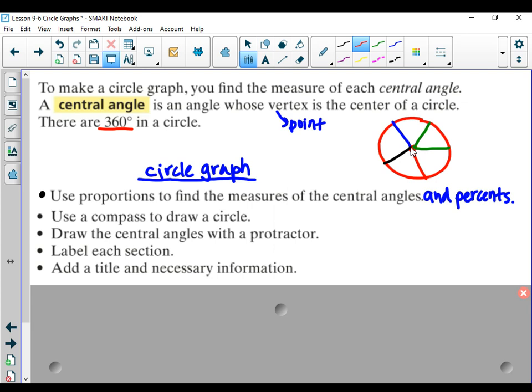So we need some directions. Oh boy. Use proportions. We haven't used a proportion since January. I think we will have forgotten.